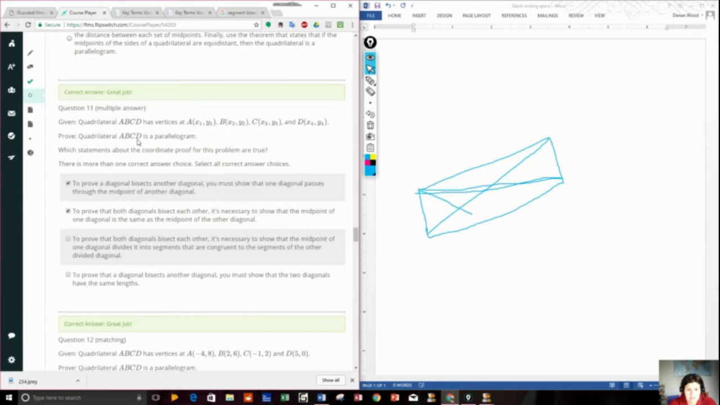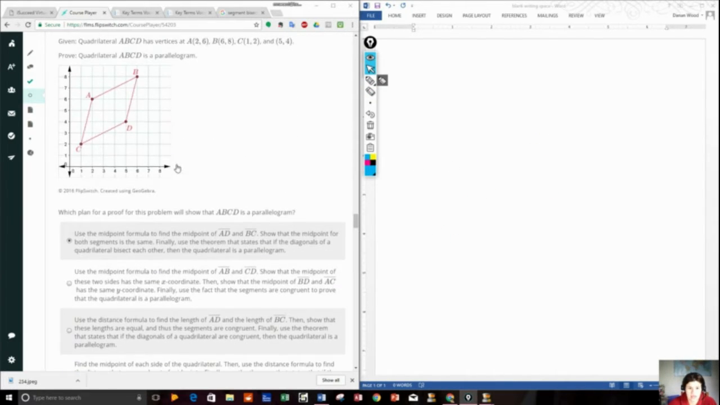So I would write down in my notes that in order to prove a quadrilateral is a parallelogram, prove that the diagonals bisect each other. You must show that one diagonal passes through the midpoint of another. And I would also include, to prove that both diagonals bisect each other, it's necessary to show that the midpoint of one diagonal is the same as the midpoint of the other diagonal. So I would write that down in my notes based on the information given in this lesson. So there we have question 11.